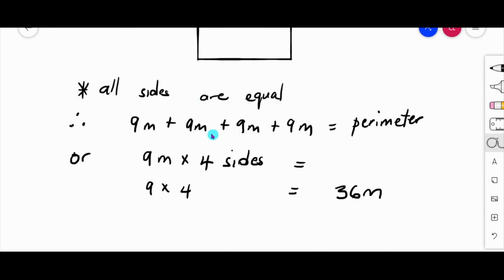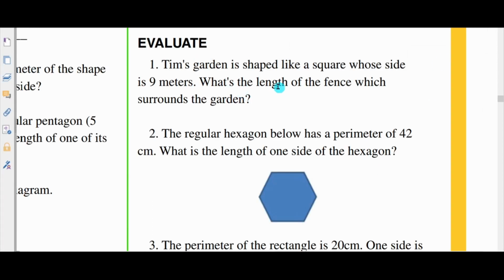Therefore, 9 plus 9 plus 9 plus 9 should be equal to the perimeter. Another way of stating this would be 9 meters by 4 sides. So 9 fours would give us 36. So the answer for the first one should be 36 meters. Always remember to include your units in the answer. So again, 36 meters would be the perimeter for the square. So the length of the fence which would surround the garden would be 36 meters.